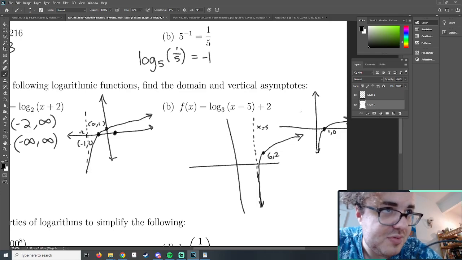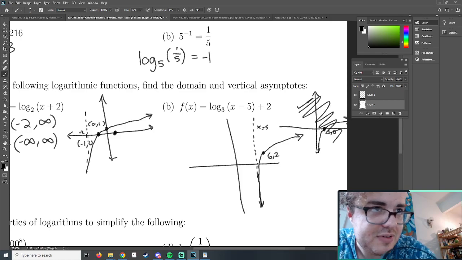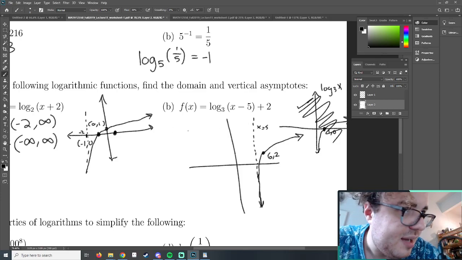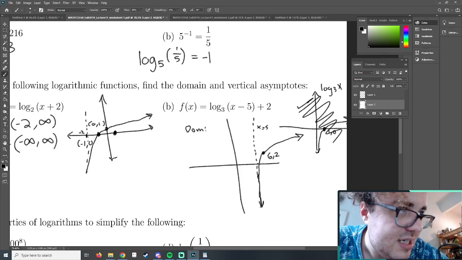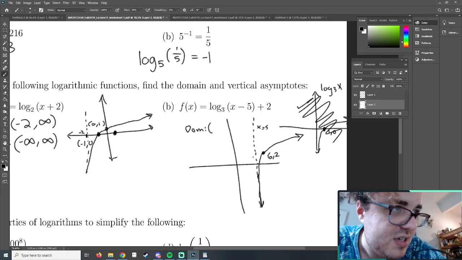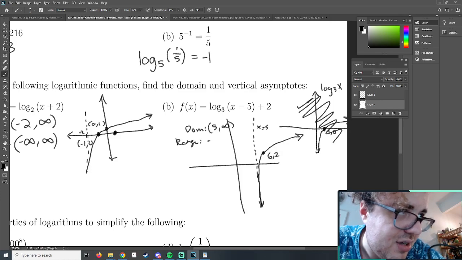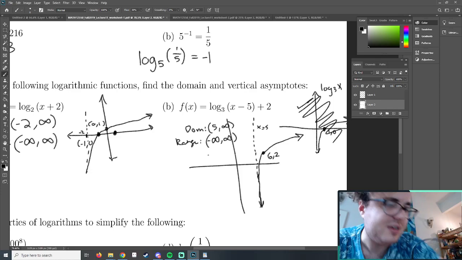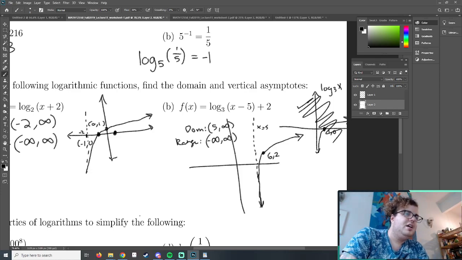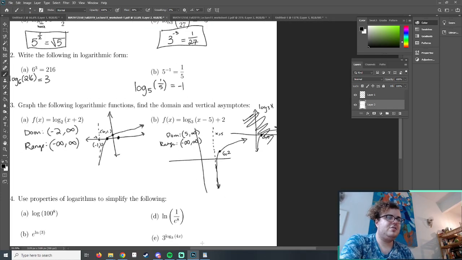So again, this was our original. This was a reference that we used. This was log base 3 of x. But we want log base 3 of x minus 5 plus 2, which is this one. Our domain here is, again, we've shifted to the right 5 units, so we're now starting at 5, but we're still going to infinity. Our range is still all real numbers, because nothing that happened here could affect the range, being all real numbers. Zoom out and give you all that.